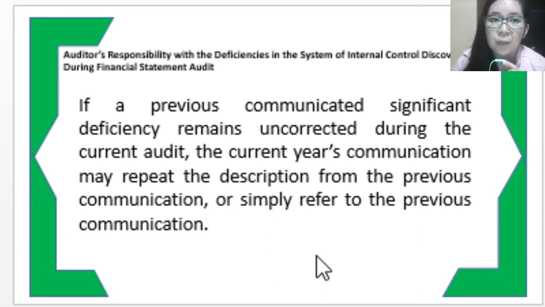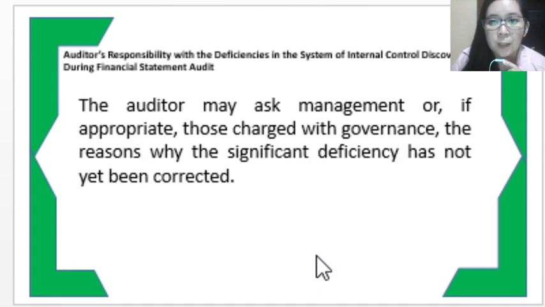in the current year's communication it can be repeated in the description from the previous communication, or they can simply refer to the previous communication, meaning they are calling again the attention of those charged with governance or the management to the significant deficiencies that were not acted upon. The auditor may ask the management, or if appropriate, those charged with governance, the reasons why these deficiencies have not yet been corrected. Okay, so what are the reasons? Is this acceptable or not?